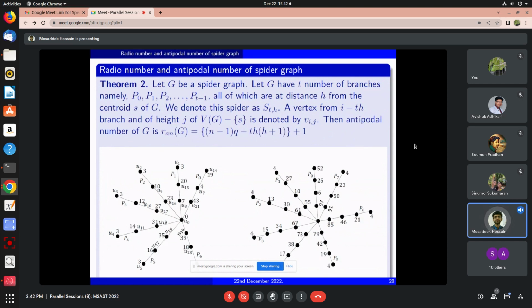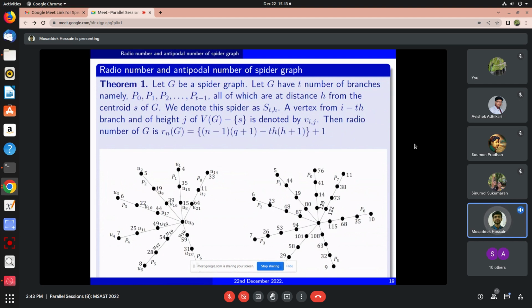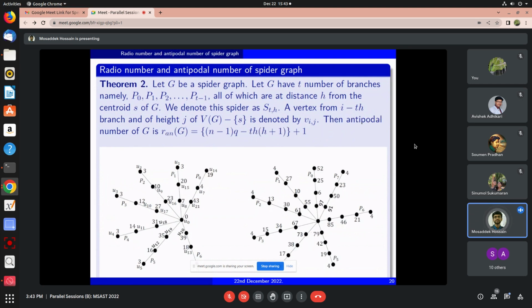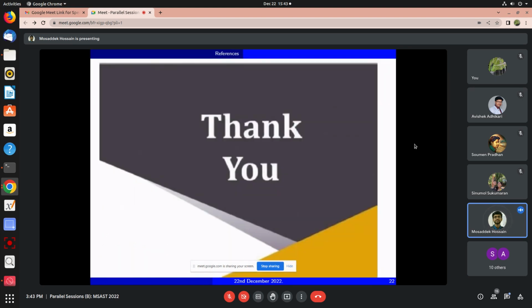And theorem 2: in a similar way we can also find the antipodal number of a spider graph. Here also in the first figure we take T equal to 7 and H equal to 3, and in the second figure, for the even case, T equal to 8 and H equal to 4. So these two figures: from theorem 1 we get the radio number of a spider graph and the result is this, and the second one is the antipodal number of a spider graph. So these are the references, and then thank you.